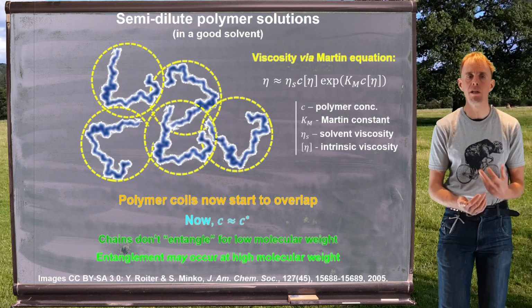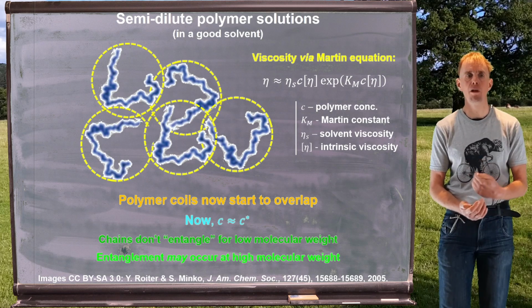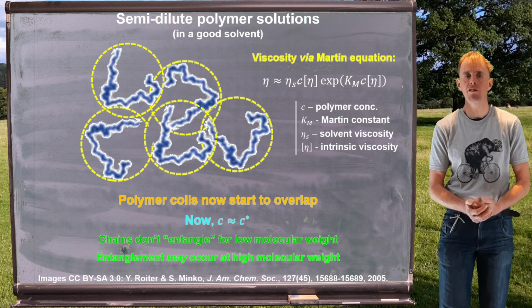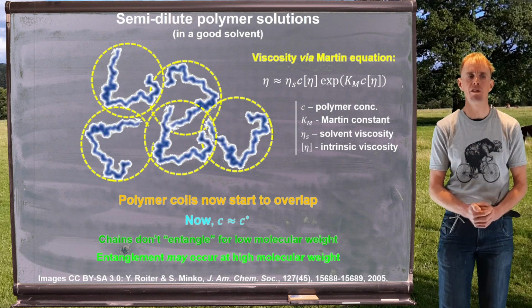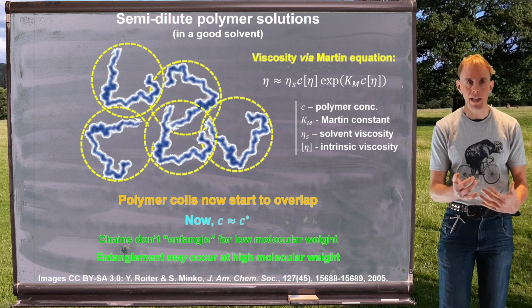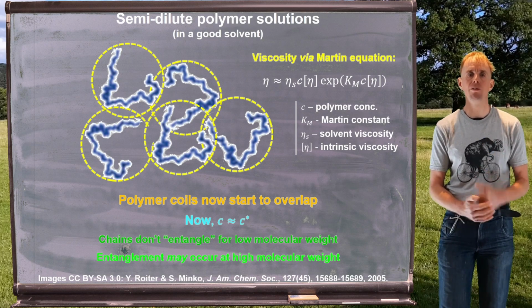Eta here again is my solution viscosity, eta s is my solvent viscosity, c is a polymer concentration, and capital K subscript M is something called a Martin coefficient. And again, there's tables of Martin coefficients that we can examine in order to get a viscosity estimate for a particular polymer solvent system.